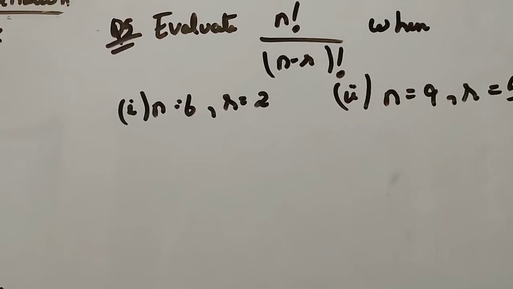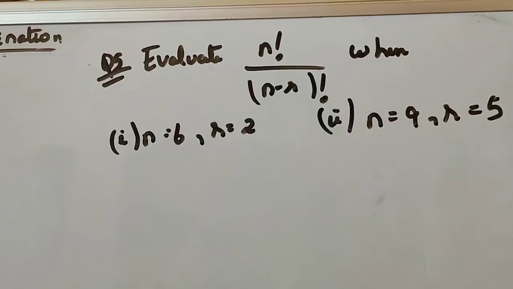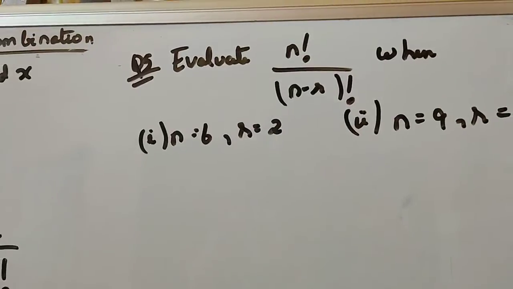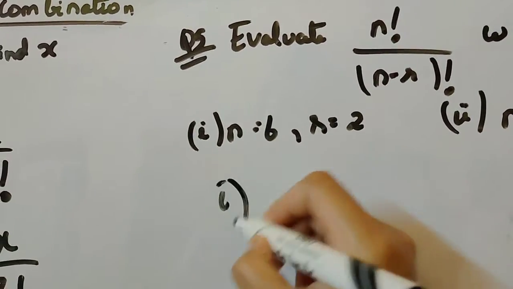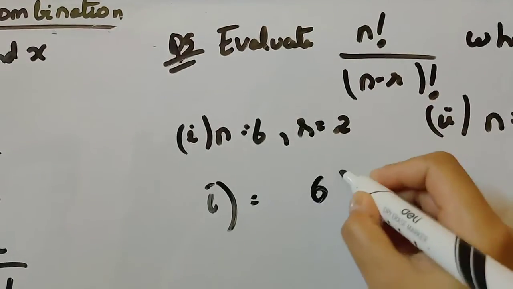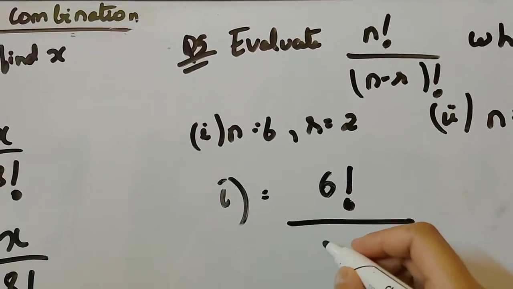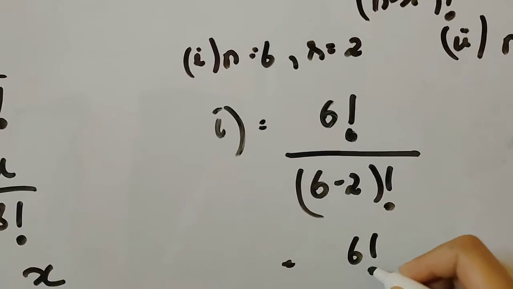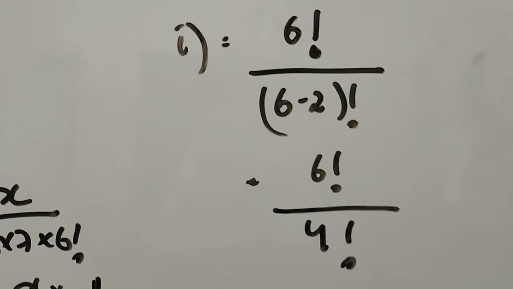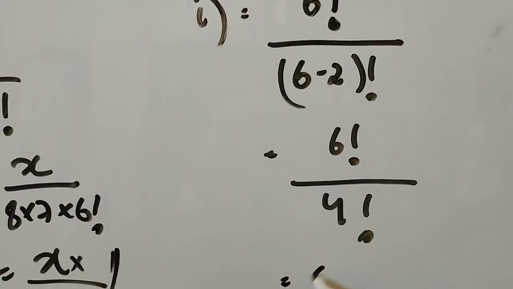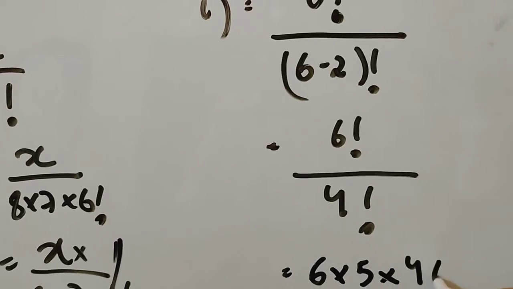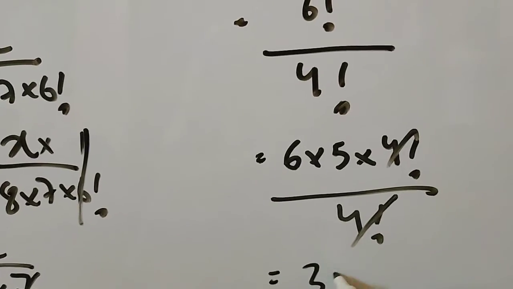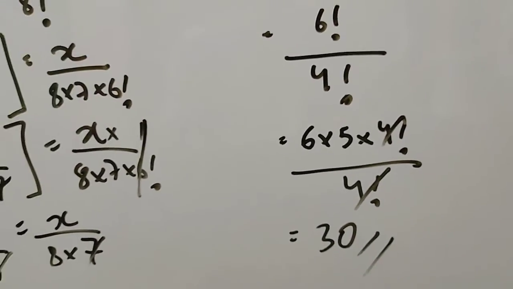Now the last question, question number 5. Given n factorial divided by n minus r factorial, when n equal to 6, r is equal to 2. So the first one I will do, n is 6. That means put here 6 divided by n minus r, that means 6 minus 2 factorial. 6 factorial divided by 4 factorial. I can reduce this 6 factorial to 4 factorial. That is 6 into 5 into 4 factorial. Cancel, 30. Very easy.